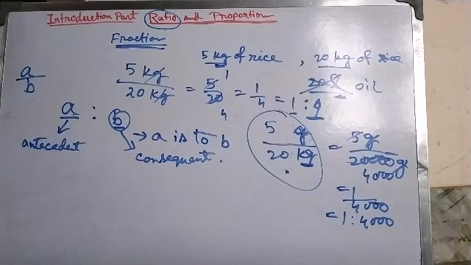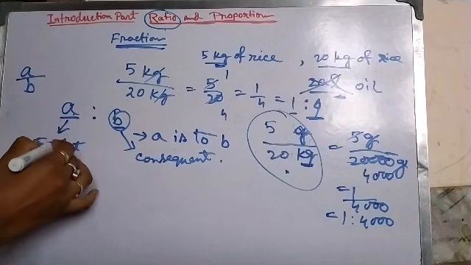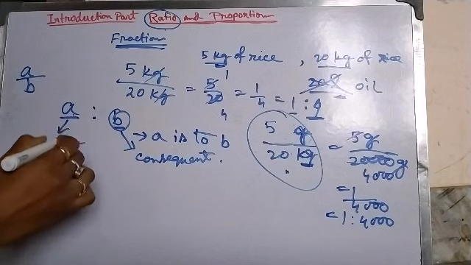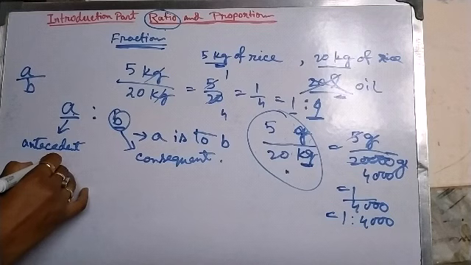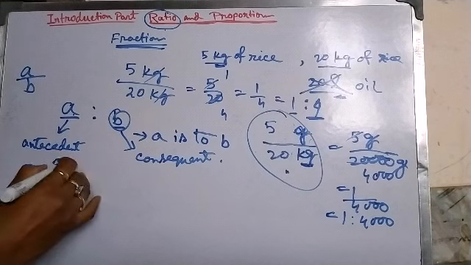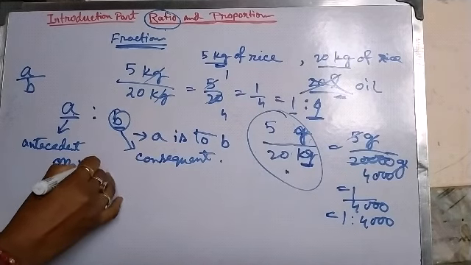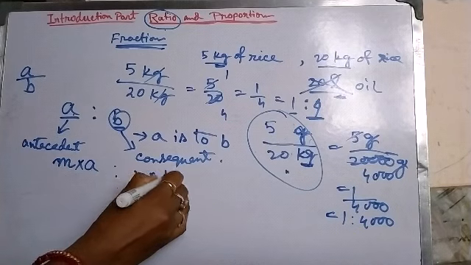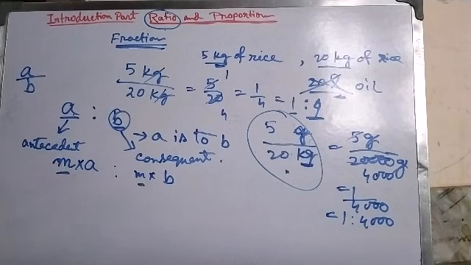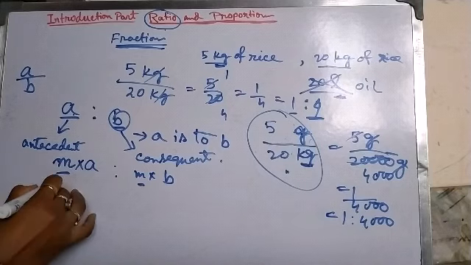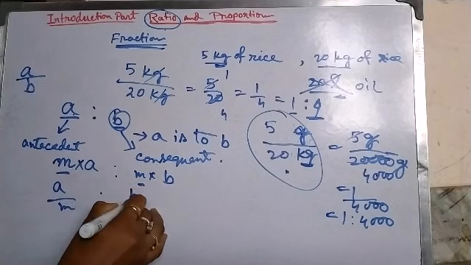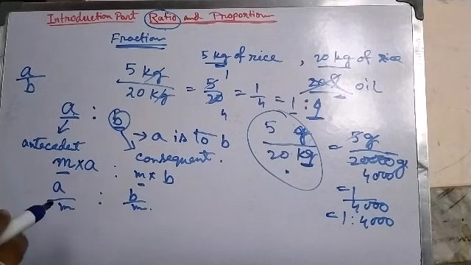Next, another topic: when we multiply the antecedent and consequent by any number, the ratio remains the same. Suppose m is a non-zero number, so m into A is to m into B. This non-zero number will be the same when we multiply. In division also it is the same: A by m is to B by m. I'll discuss this with an example.